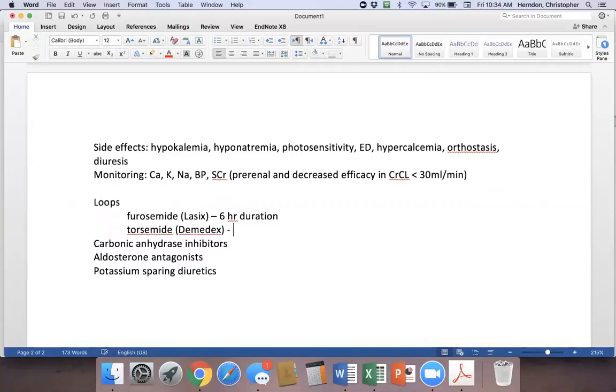Half-life on torsemide, or duration of diuresis. Hey, we're halfway through. We've got to roll, guys. 3 to 4 hours. 6 to 8 for diuresis. For torsemide? I thought it was longer than that. Okay, next. Half-life is 1 to 1.5 hours.